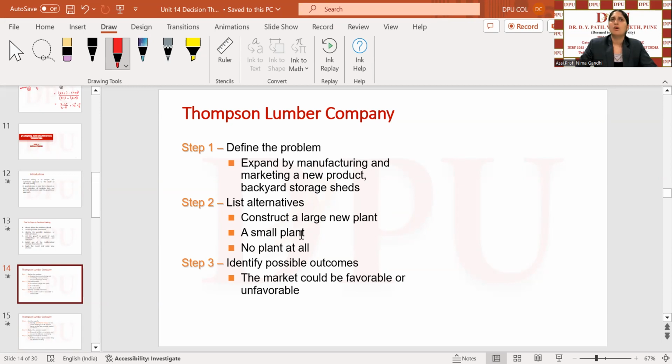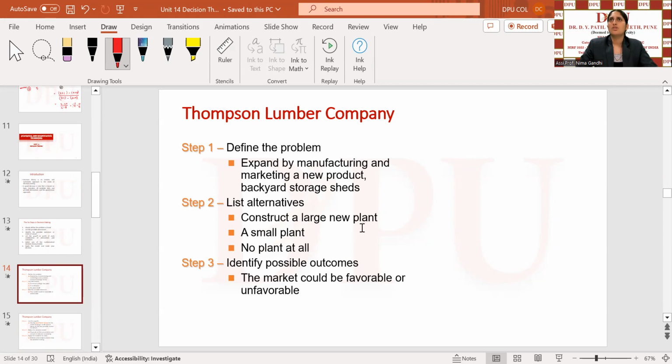If they go for the small plant, if the market is favorable, then how much profit will they make? If they come up with the small plant and the market is not favorable for their product, how much loss will they make? No plant at all. If they don't come up with any plant, so they are not starting a new product at all. So what are the situations? If the market is favorable or not favorable, what will happen?